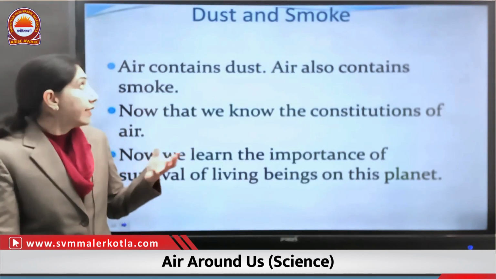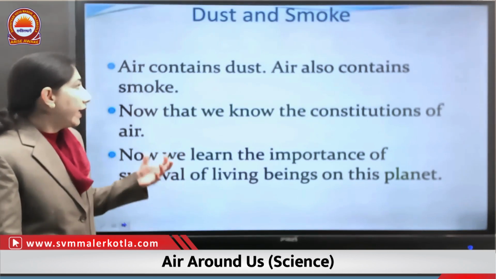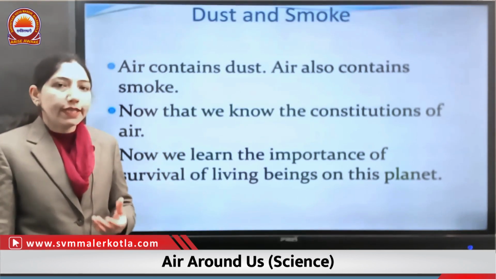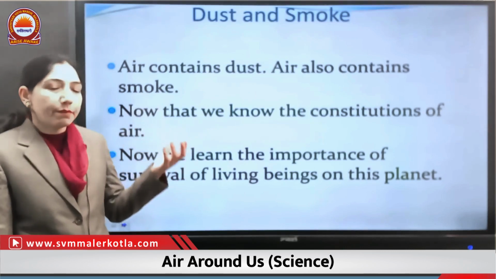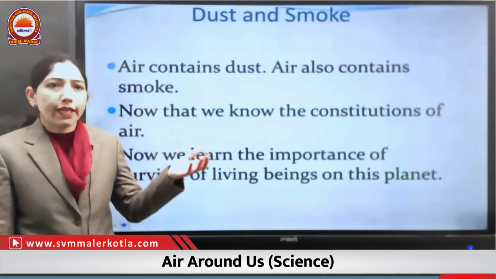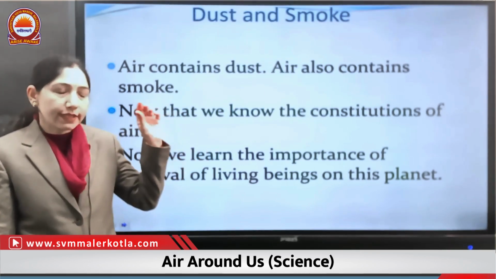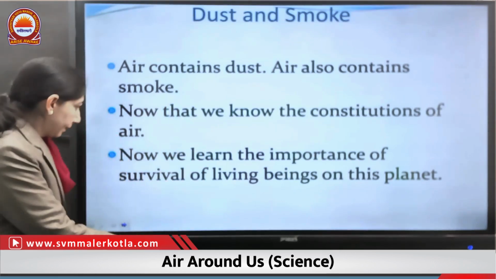Next constituent is dust and smoke. Air contains dust, air also contains smoke. We can see sometimes when a beam of sunlight enters through some area, we can see dust particles over there.